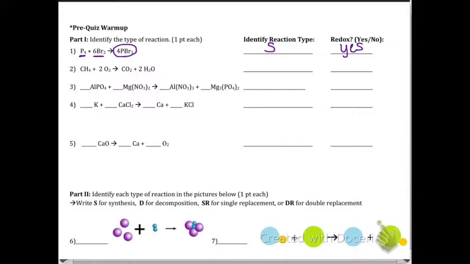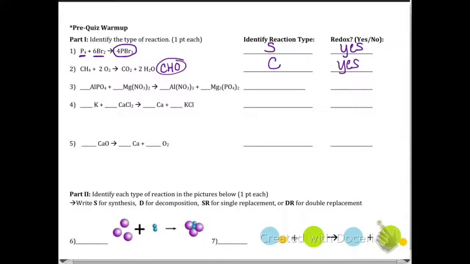Number two, if you look at it, it's a CHO equation. It has C's, H's, and O's. That's how you know it's combustion. Combustion also has a transfer of electrons, so it's redox.